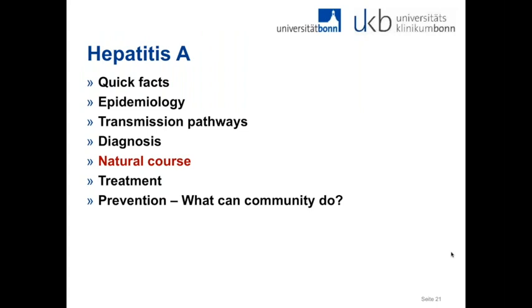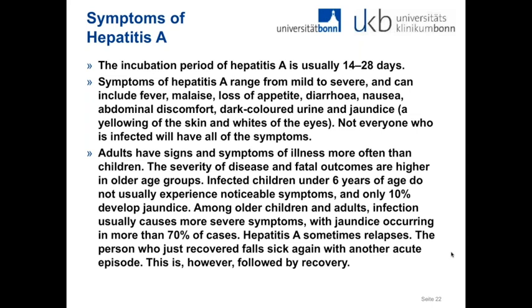So what is the natural course of hepatitis A? Next slide. As pointed out earlier in the quick fact sheet, the incubation period is usually 2 to 4 weeks. The symptoms can be very different from individual to individual. It can be that someone just feels a little bit sick or nauseated and doesn't notice too much. But it can also be much more severe, involving fever, malaise, loss of appetite, diarrhea, nausea, abdominal discomfort, dark colored urine, which is not too seldom, and jaundice.